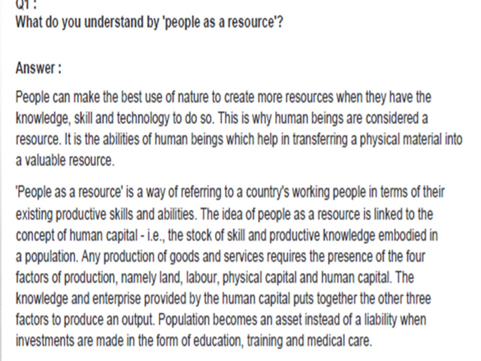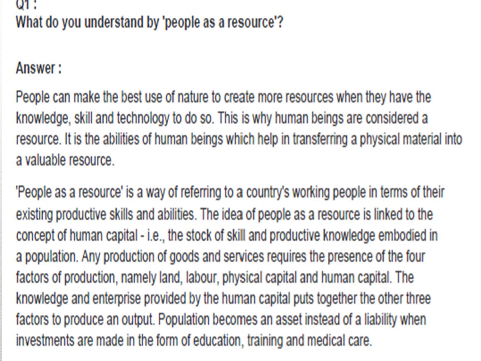People as a resource is a way of referring to a country's working people in terms of their existing productive skills and abilities. The idea of people as a resource is linked to the concept of human capital, that is, the stock of skill and productive knowledge embodied in a population.